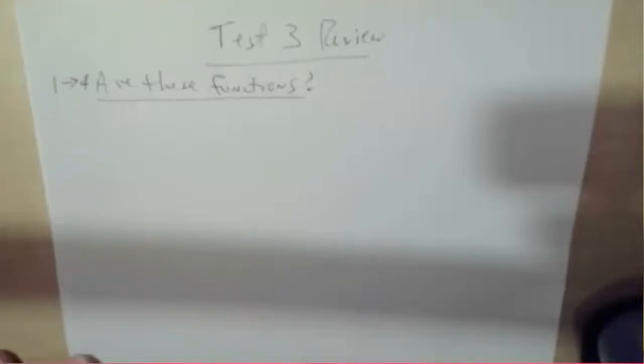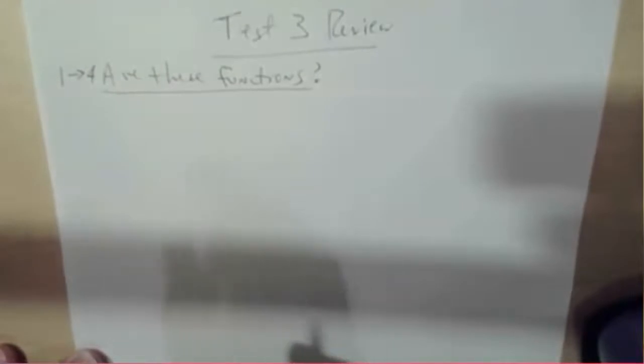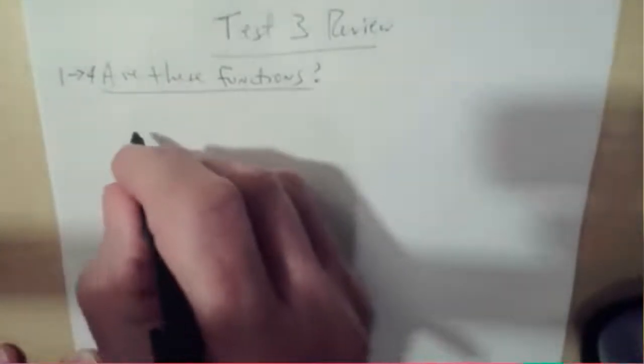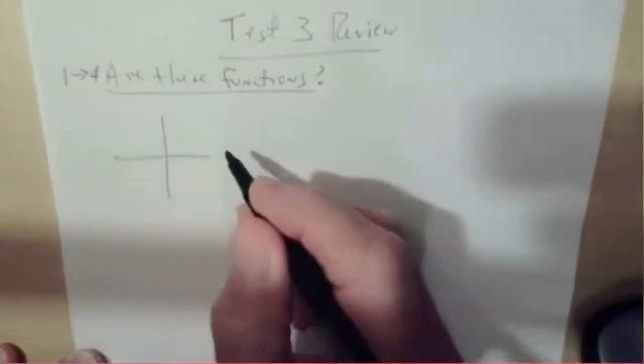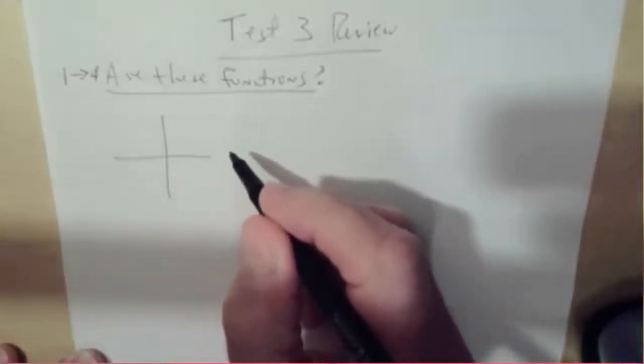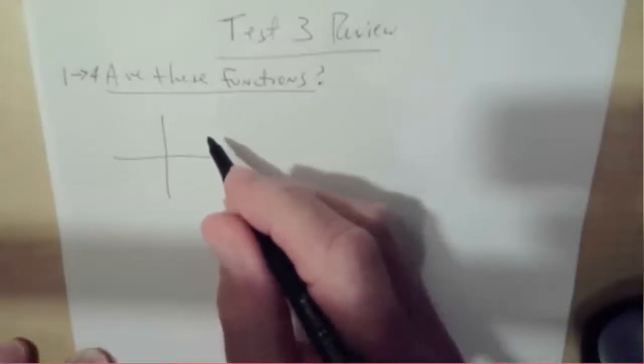This is test 3 review. Numbers 1 through 4 are these functions. Well, I hope I can talk better than this throughout the whole thing. Number 1 is, look, I'm going to give you the answers on these. I don't want you wasting your time on this.